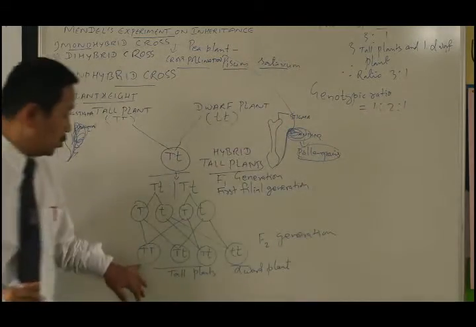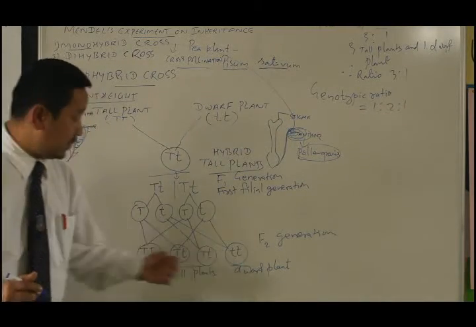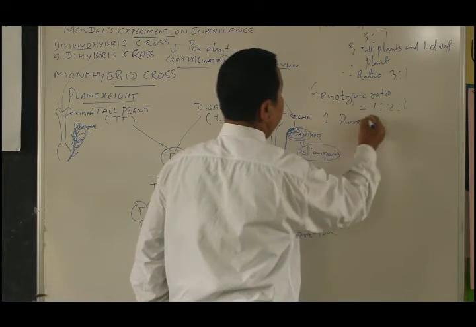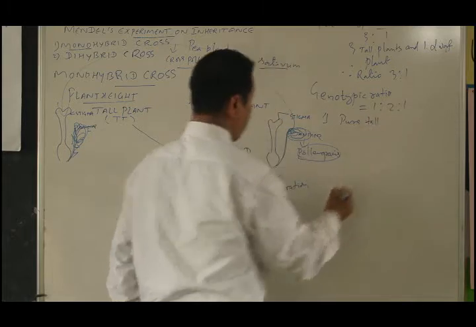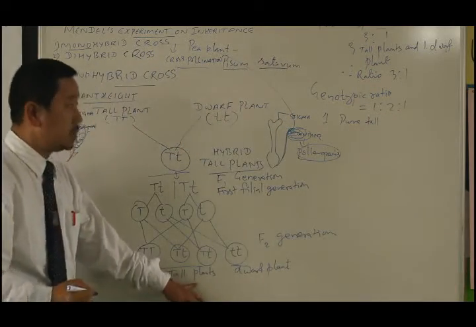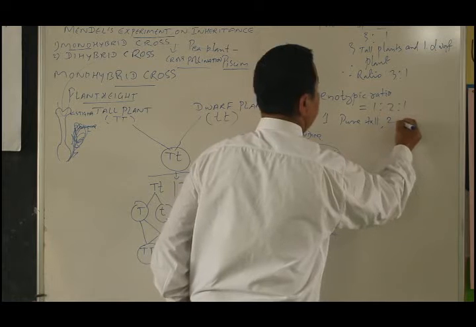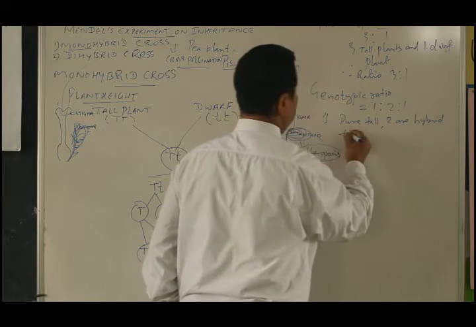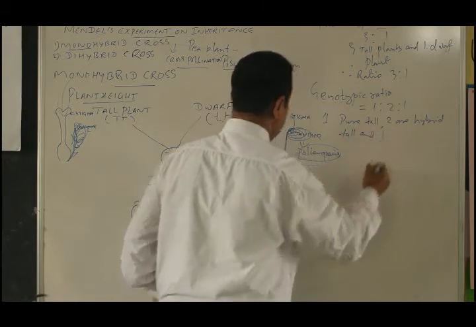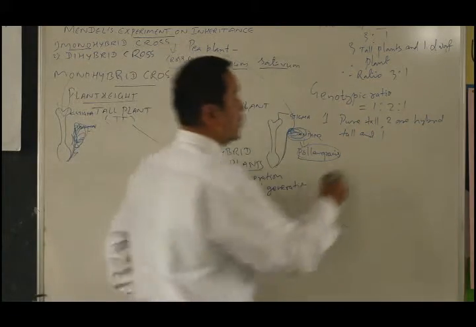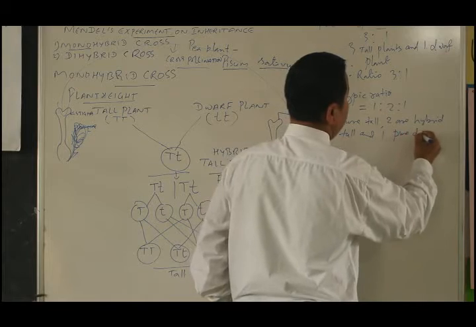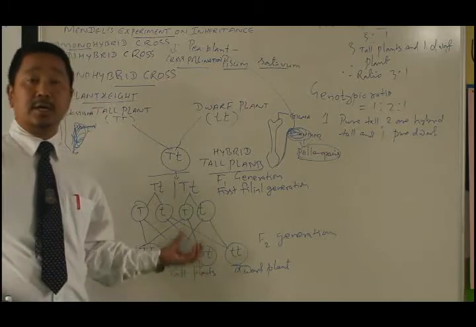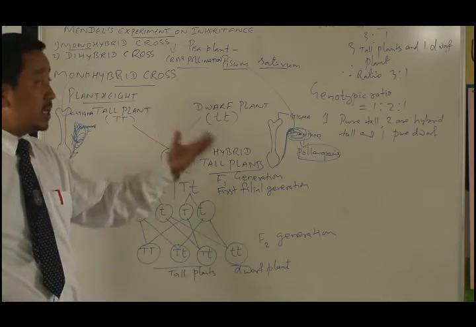See, 1:2:1. That means 1 is pure tall, then 2 are hybrid tall, and the last one is pure dwarf. So this was the result in the F2 generation.